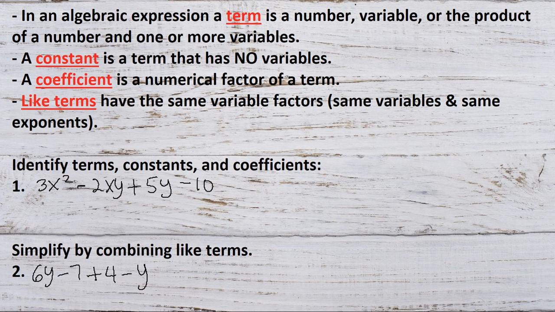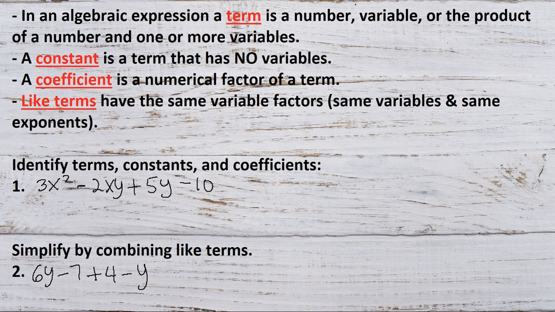An algebraic expression has terms, and these are numbers, they could be variables, they could even be a product of numbers and variables, one or more variables, something like 2 times x, which gives us 2x, or maybe 2xy. So all of this is fair game, and it could all consist of our terms.